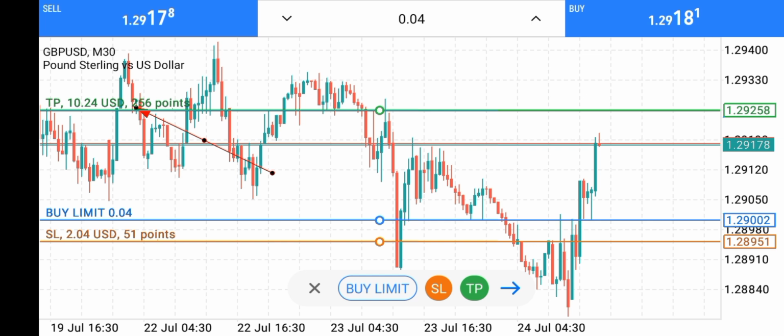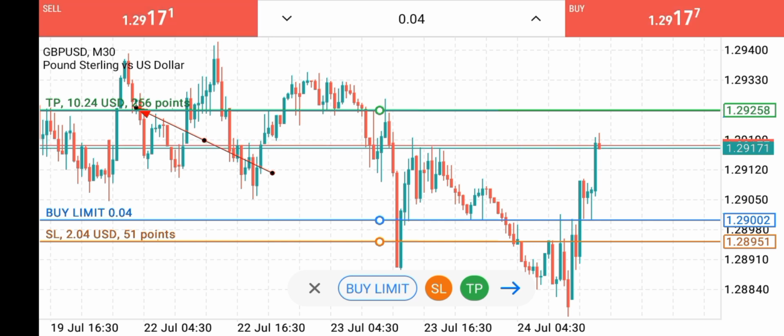As you can see right here, if I took this trade, you'll see that my risk, which is my stop loss, is just $2.04. That is, if the trade does not go in my direction, I'll end up losing $2.04. But if the trade then goes in my direction, I'll end up making a profit of $10.24. So that is a very good trade. The risk is very little and the reward is massive.